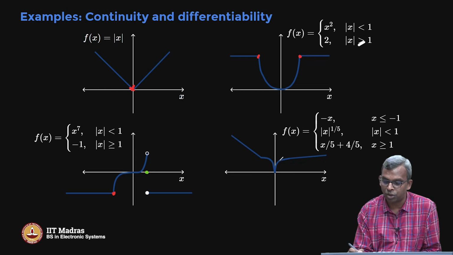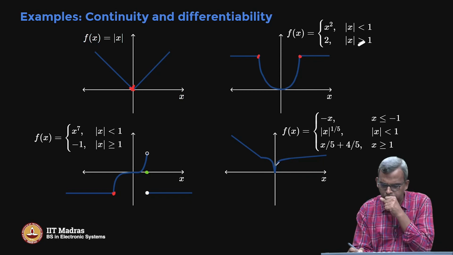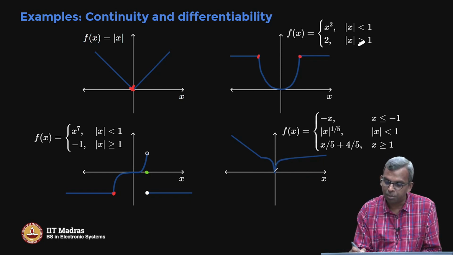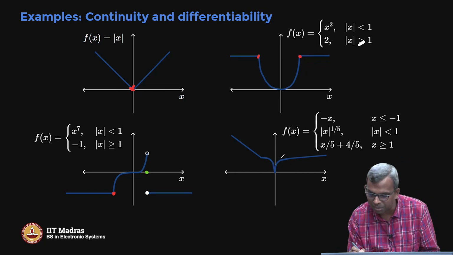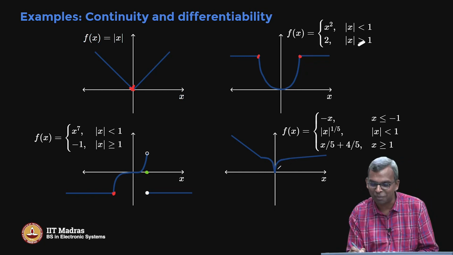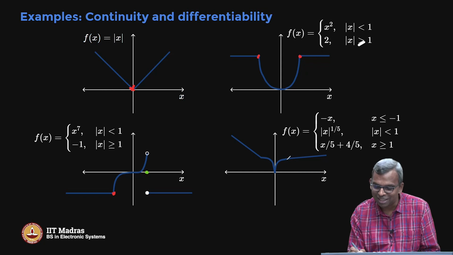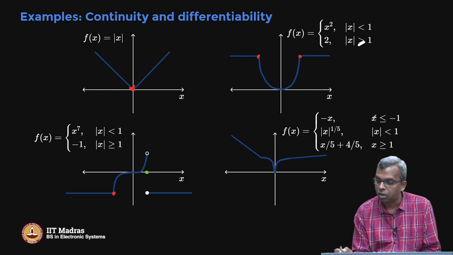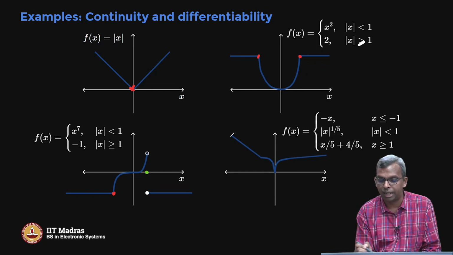x power 1 by 5 is going to look like this, isn't it? It will start like that, sharply up and go off to infinity in this direction. Mod x power 1 by 5 will be symmetric. My picture here maybe is not quite symmetric, forgive me for that, but it has to be symmetric. From +1 onwards, it is x by 5 plus 4 by 5. You can plot it, it looks like that. For x less than or equal to -1, I have put -x here. So, it goes off in that direction.